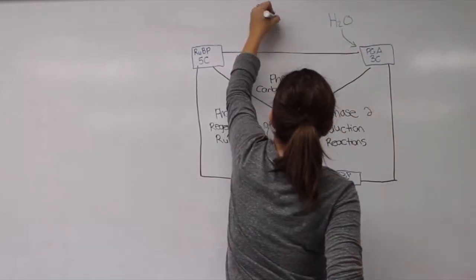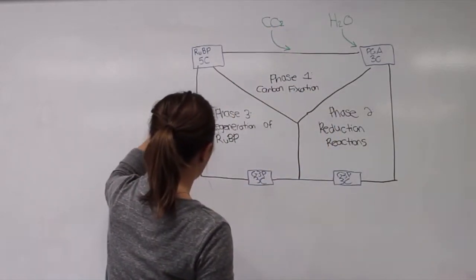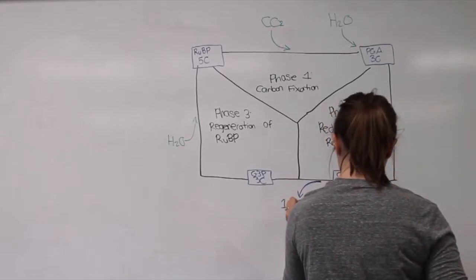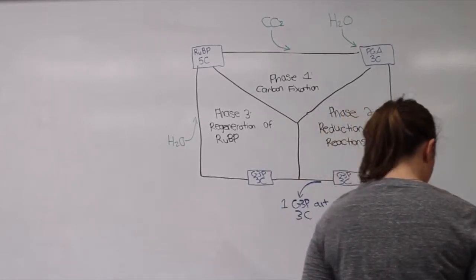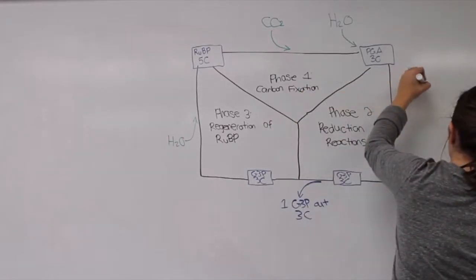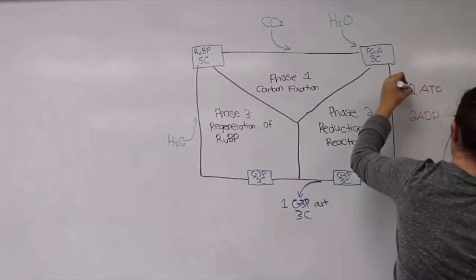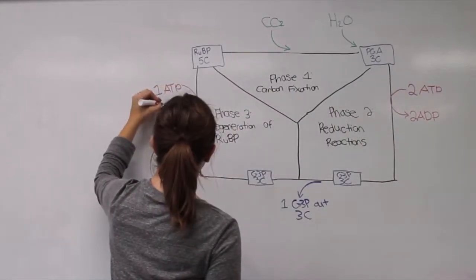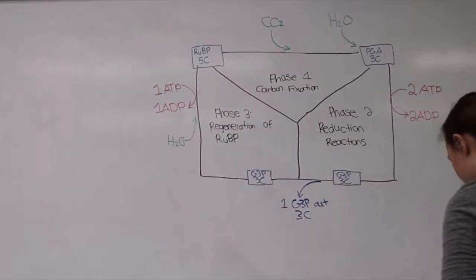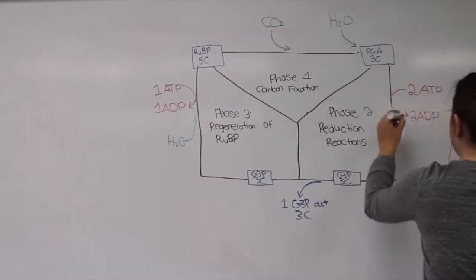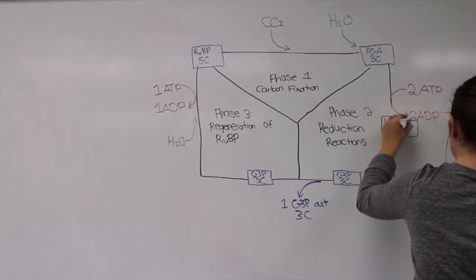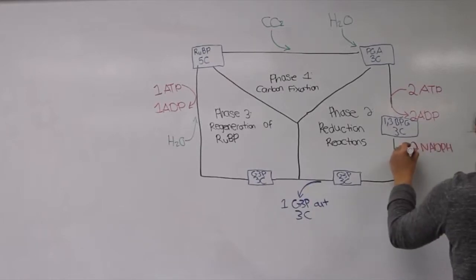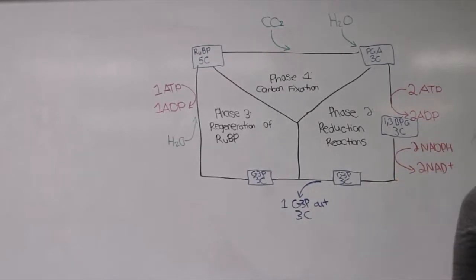So first, carbon dioxide and water are added to the cycle. And the product of the cycle is a G3P, which is used to form glucose. And in the cycle, ATPs are involved. Another intermediate is the one shown, the 1,3-BPG 3C. NADPH is also converted to NADP+.